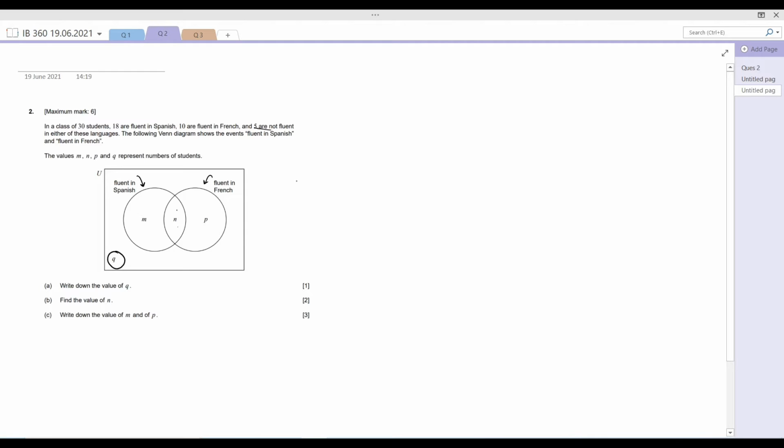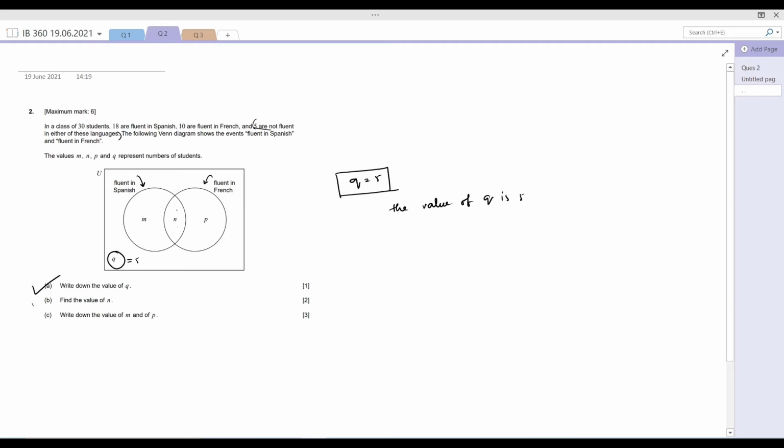So obviously we can say Q to be 5, as 5 are not fluent in either of these languages. So Q equals 5. So the first question is done. Write the value of Q. So the value of Q is 5. It is directly from the question. From here you can see 5 are not fluent in either of these languages. So Q equals 5.